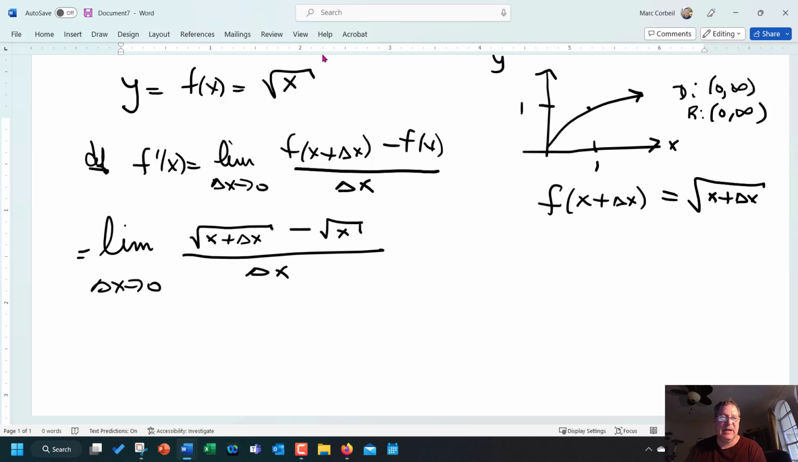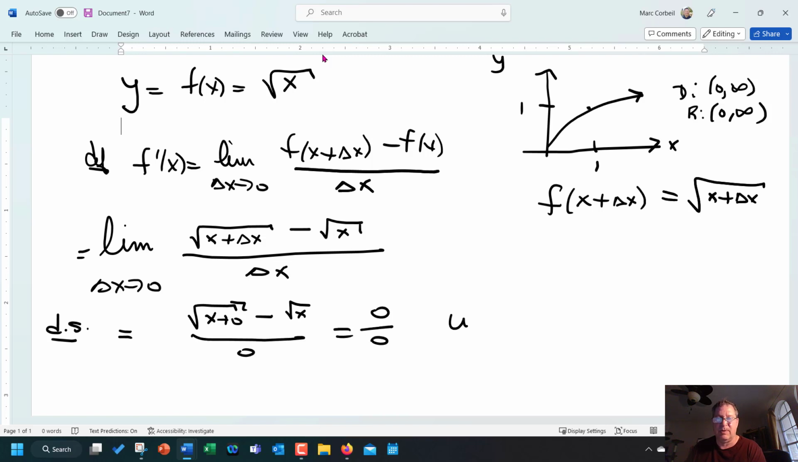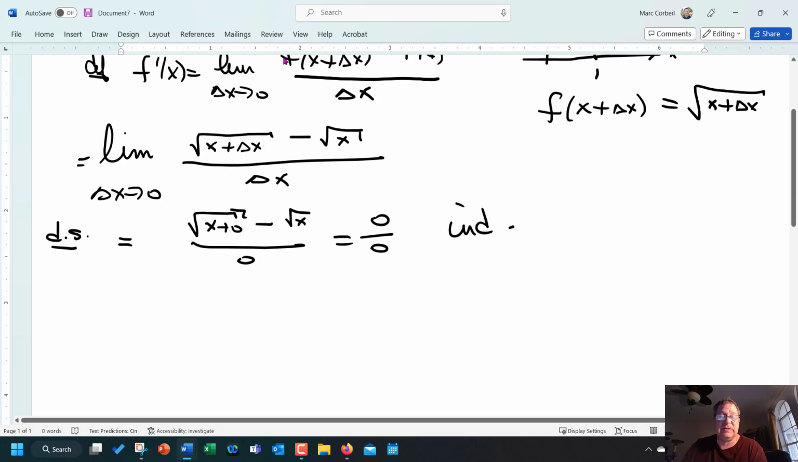Now, once again, if I do my limit as direct substitution, which I really should, so I substitute delta x for 0, so I'll get the square root of x plus 0 minus square root of x over 0. I will get 0 over 0, which is, remember, the indeterminate form. That tells me that I got to do something else. In this case, I'm actually going to have to do a little manipulation.